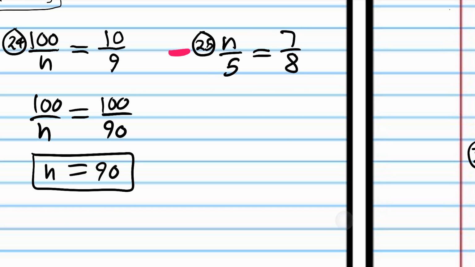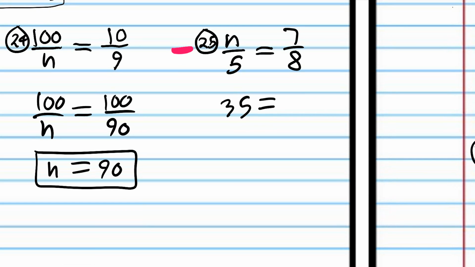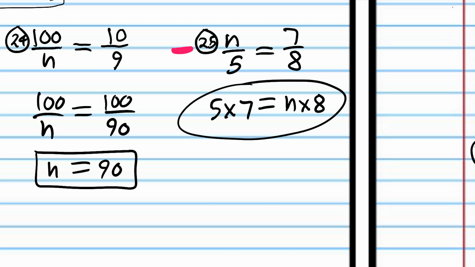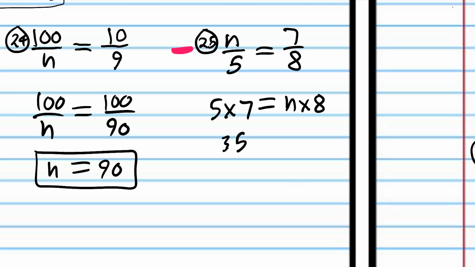So 5 times 7 is 35, and n times 8 is just n times 8. Again, there's a principle in math that says that if a proportion is true, that means the cross products must be true. Instead of writing 35, I'm going to just write 5 times 7 here. So these are called cross products. If the proportion is true, then the cross products must be equal. That's a principle that you're going to learn in math. So 5 times 7 is 35.